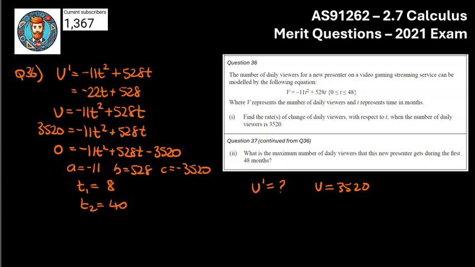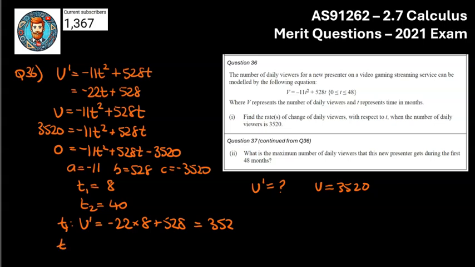So I've now got time, so I now need to figure out the rate of change for both of these 2 points. So let's figure out, for T1, we'll figure out V dash, the rate of change. So that's going to be negative 22 times 8 plus 528. And remember, that comes from my V dash formula. So I've taken out the T and put in 8, which is the first answer. And when I calculated that, I got positive 352. That means it's changing positively by 352 viewers per day. So it's on the way up there.